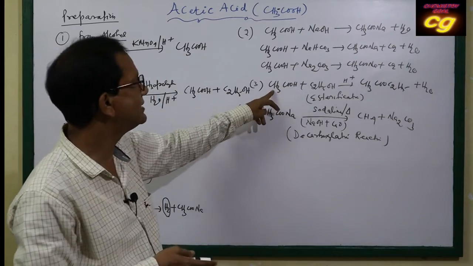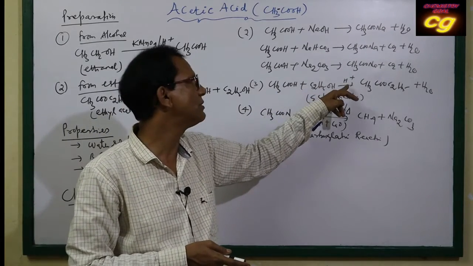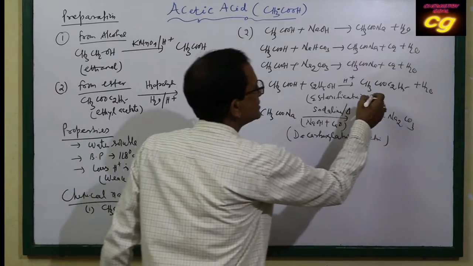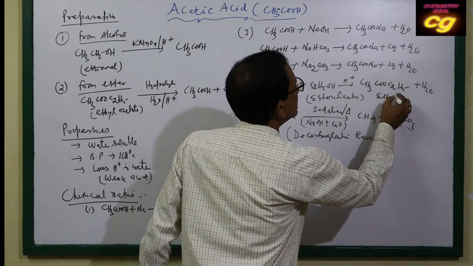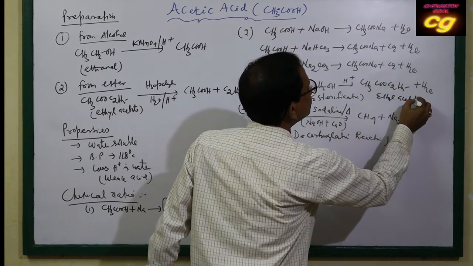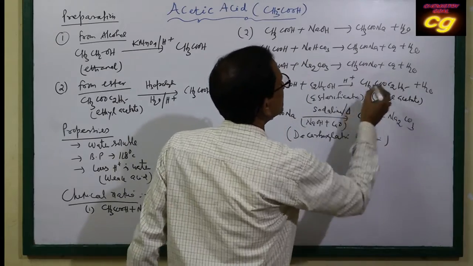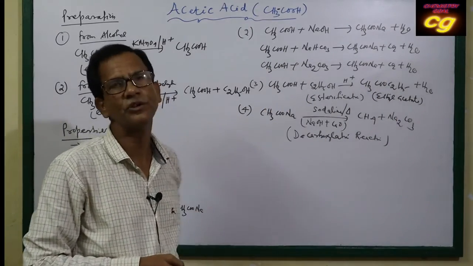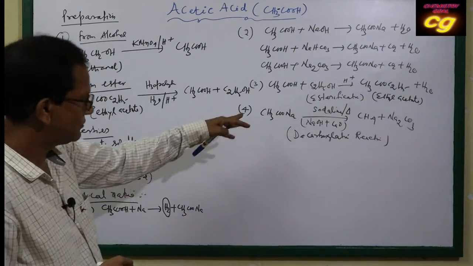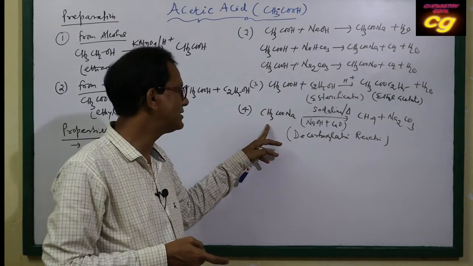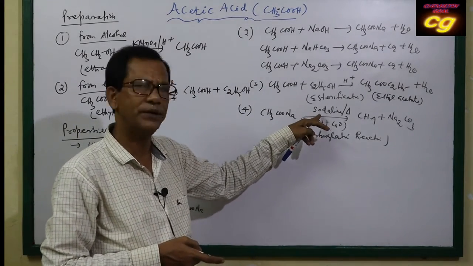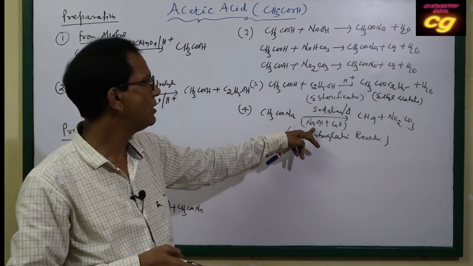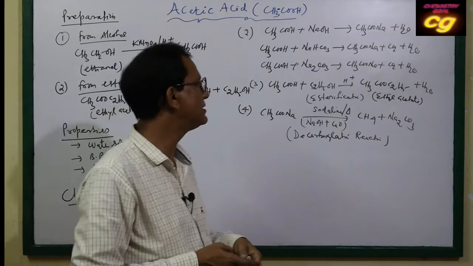Then acetic acid reacts with alcohol in the presence of sulfuric acid forming an ester. This is an ester. This is called ethyl acetate. That is an ester. Ester is produced from acetic acid. This is called esterification. And the sodium salt of acetic acid, when it reacts with soda lime on heating, forms an alkane. This reaction is called decarboxylation.